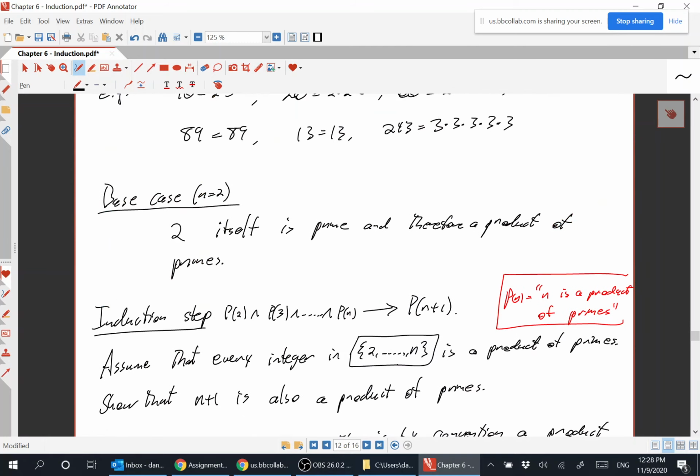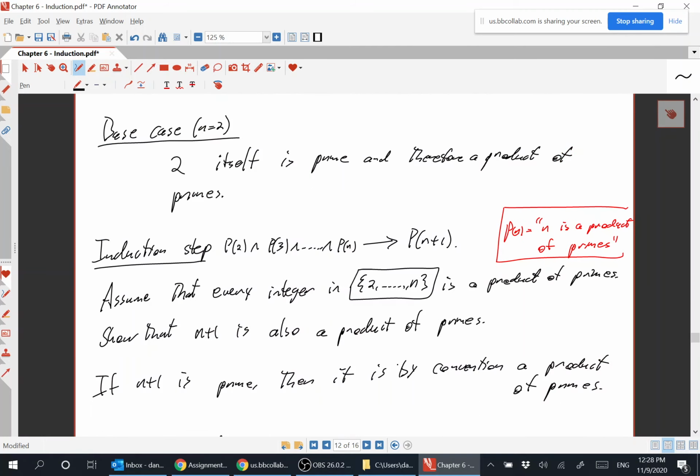So the way you formalize that idea in the proof is as follows. The base case is 2 itself is a prime and therefore a product of primes. So that's n equal to 2. Remember, 2 is a prime number. It just has the distinction of being the only even prime number. So then the induction step starts at 2. So P2, P3, P4, ..., Pn minus 1, Pn, all of those being true implies Pn plus 1 is true.